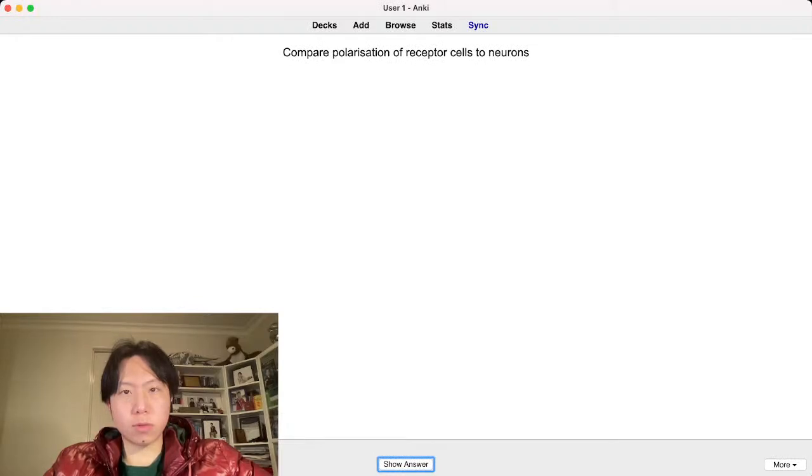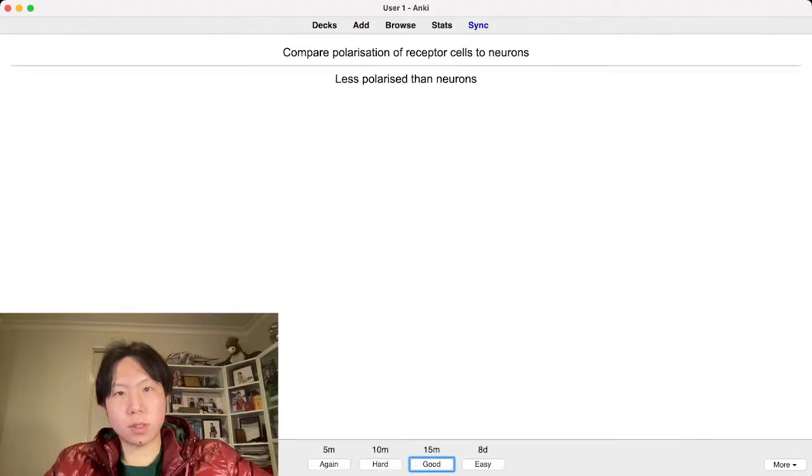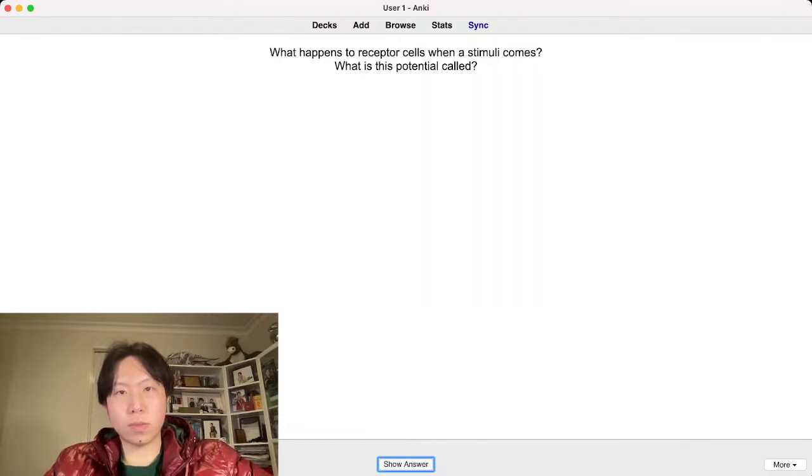Compare polarization of receptor. Oh, receptor cells are slightly less polarized. What happens to receptor cells when a stimulus comes?